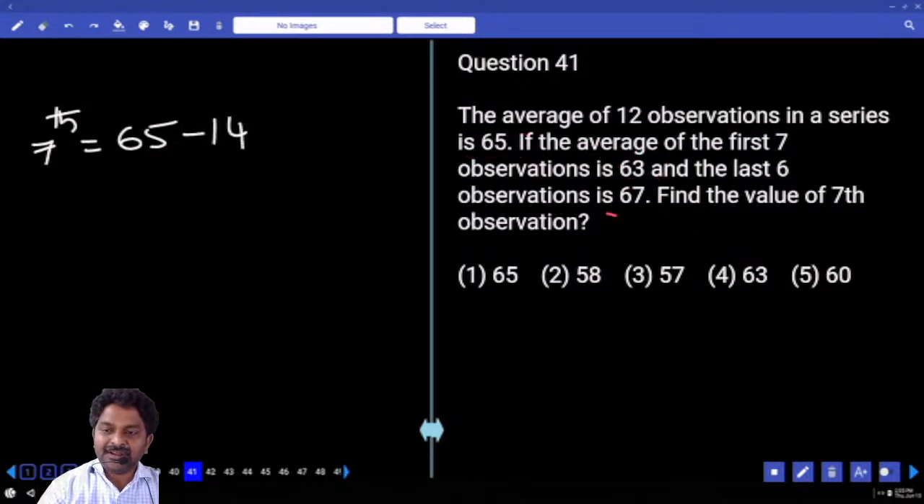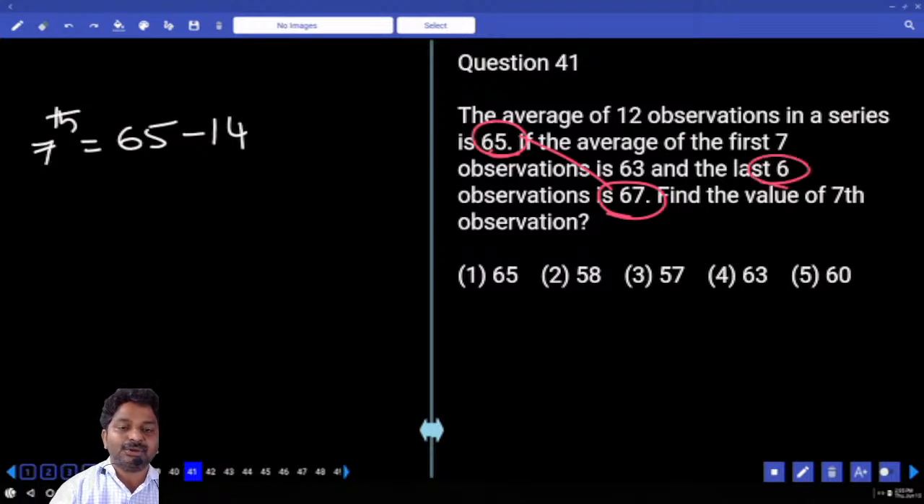Next, the average becomes 67. With respect to the original average, it is 2 more. Like that, how many numbers are there? 6. 6 into 2, 12 more. As it is a direct effect, add 12. So the final answer is 63.